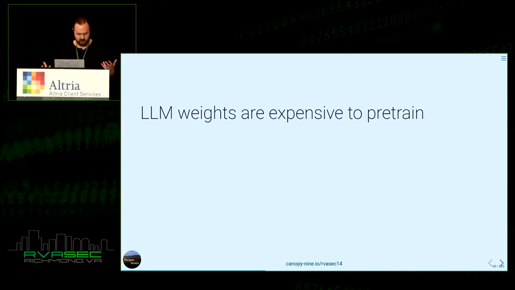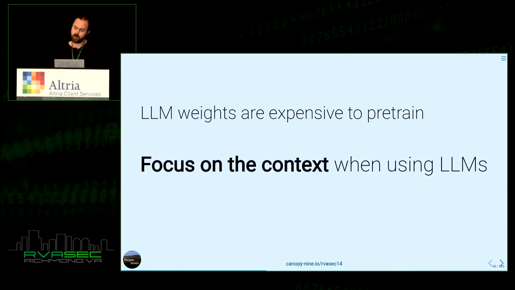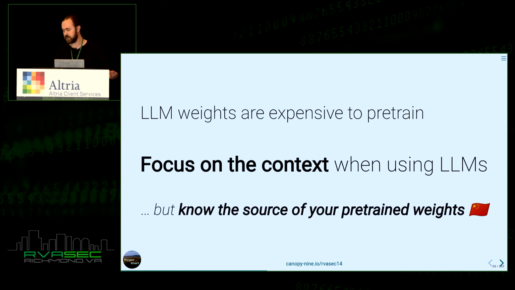LLM weights are expensive to pre-train. I hinted at that at the beginning. Obviously, I don't have the cash to pre-train these large models. So when you're working with these models, you're generally going to focus on the context. And because they're pre-trained, and we know that poisoning and other things can happen, know the source of your pre-trained weights. All of those Qwen 2.5 models are developed by Alibaba, which is out of China, and the relationship there is changing.